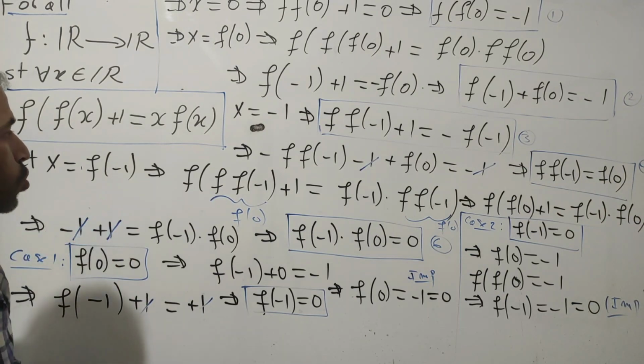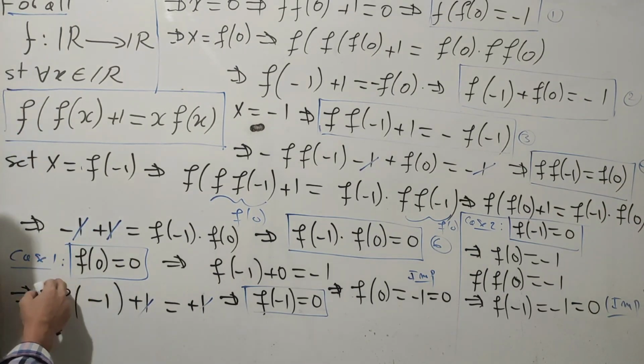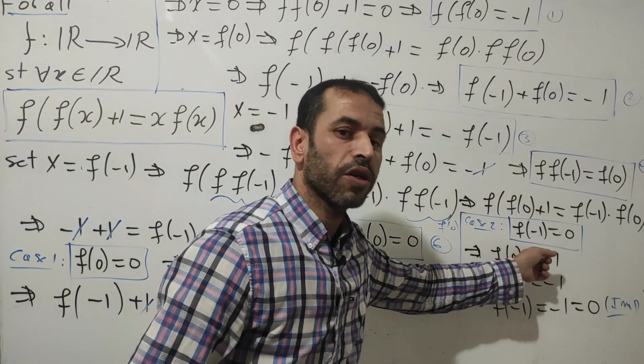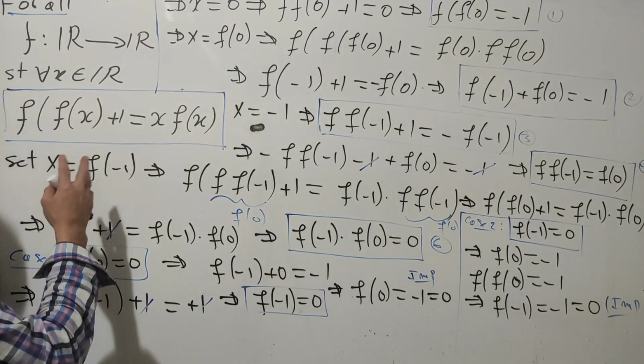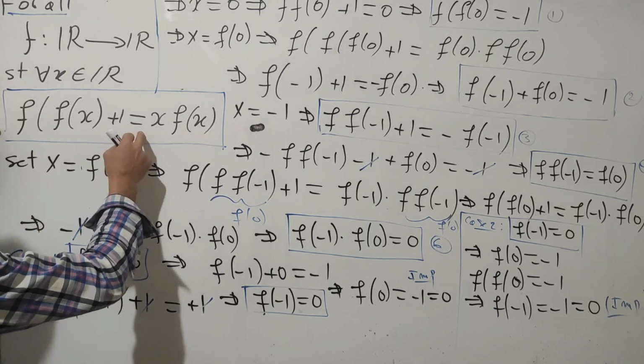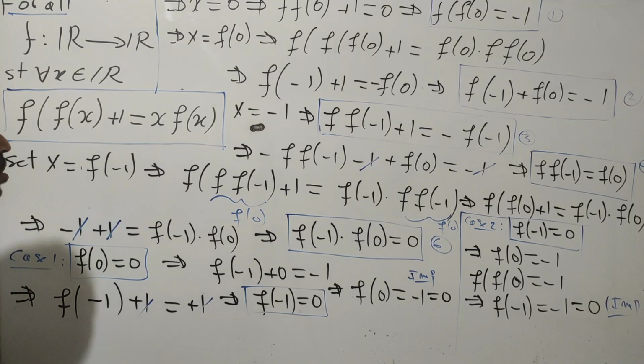Okay, what have we contradicted? We have contradicted both cases. So this one is not valid. This one is not valid, which means we don't find any function which satisfies this equation. Which means there is no function satisfying this statement.